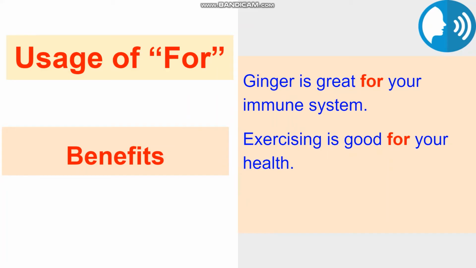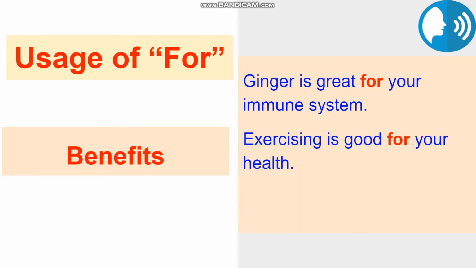Moving on, let's check out what for is used now. So we talk about benefits using for. The positive effects or results of something, when we talk about such things, we use for. For example, one of the benefits of eating ginger is that it helps your immune system. So, ginger is great for your immune system, right? Exercising is good for your health.